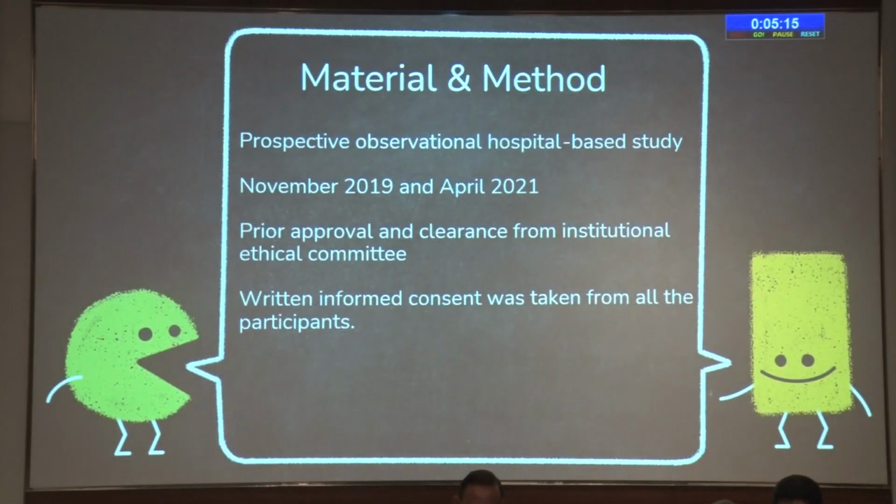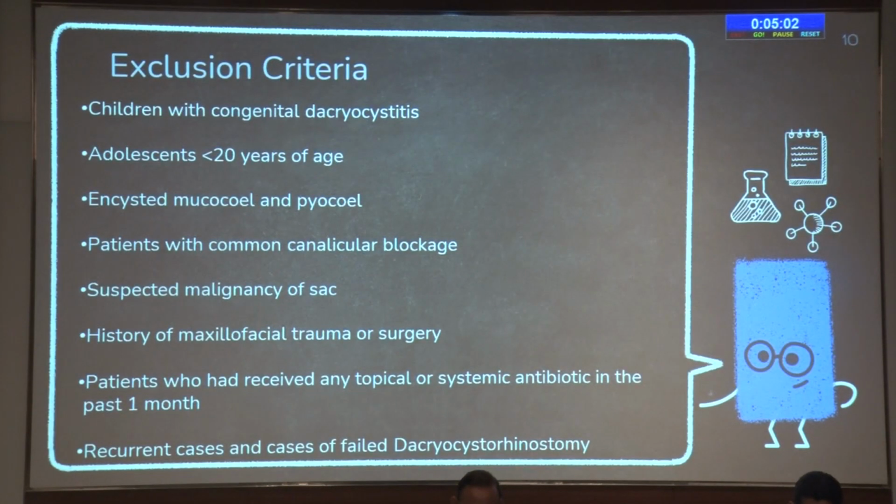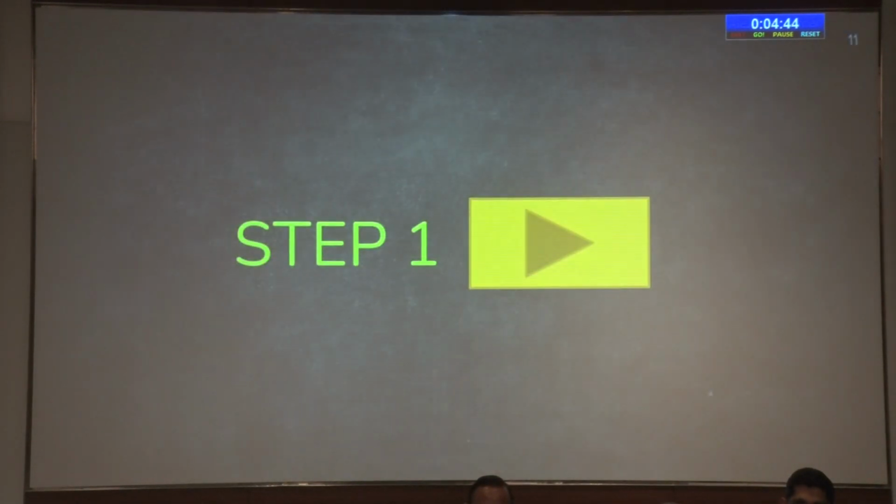It was a prospective observational, hospital-based study conducted from November 2019 to April 2021. First, the categorization of patients was done into acute and chronic on the basis of their signs and symptoms. The exclusion criteria for the study were children with congenital dacryocystitis, adolescents less than 20 years, encysted mucocele, pyocele, common canalicular blockage, malignancy of the sac, any maxillofacial trauma or surgery, any history of topical or systemic antibiotic in the past 1 month, recurrent cases and failed DCR.